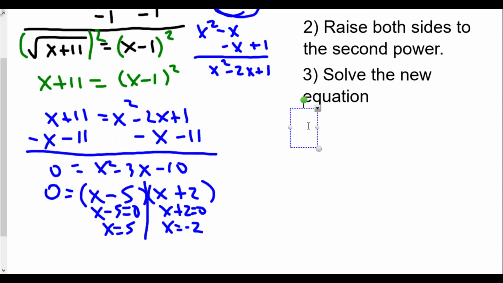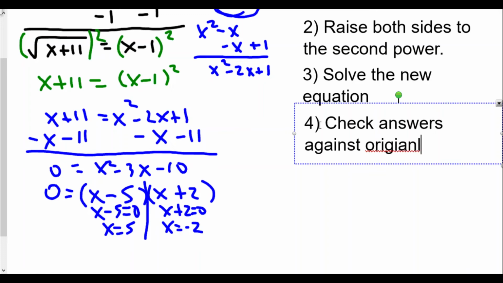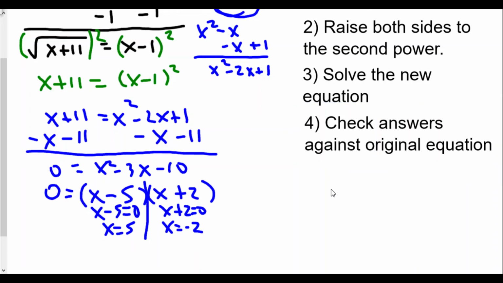Now, the last part of this problem is that we just can't accept both these answers. Why can't we? Because we've got to do a check. Just like in the previous problem with the equation that dealt with rational expressions, the fractions that had variables in the denominators, we had to make sure that the answers work out and don't create a problem for us. So here, check answers against the original equation, not the one we modified. Original equation.